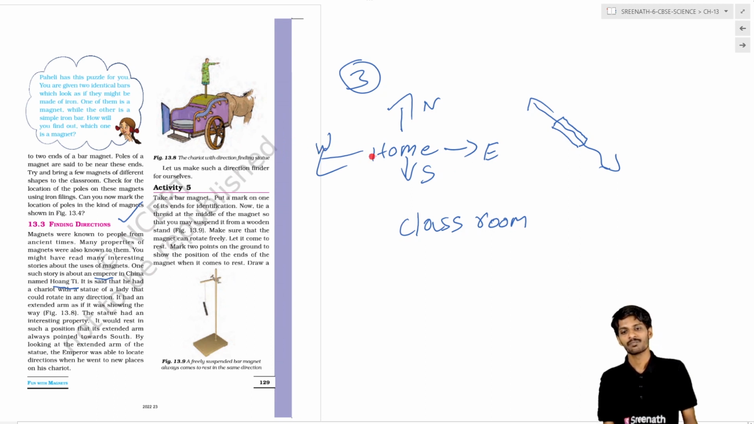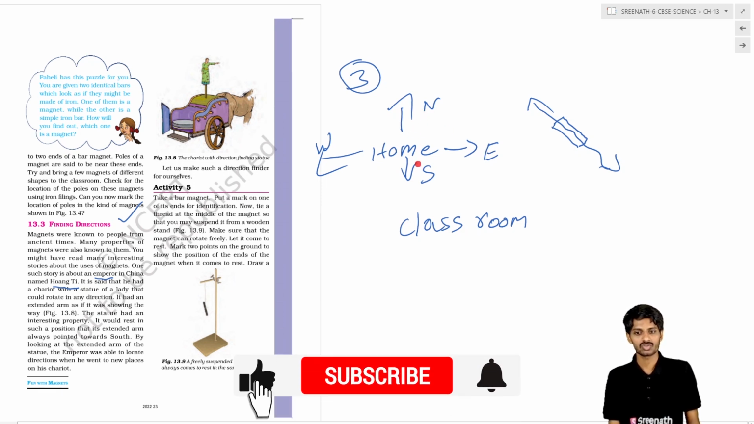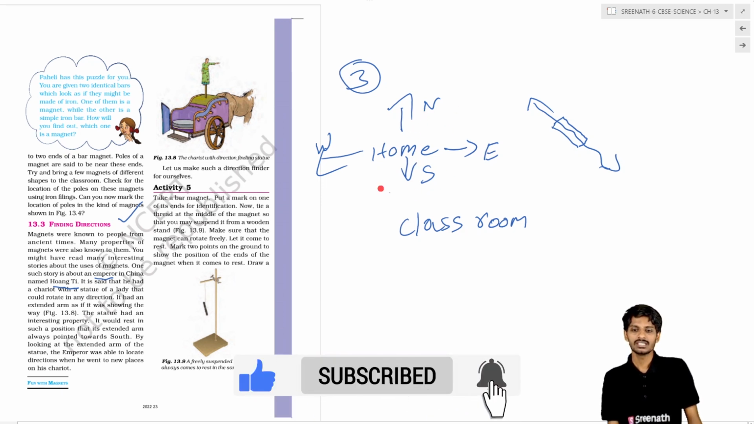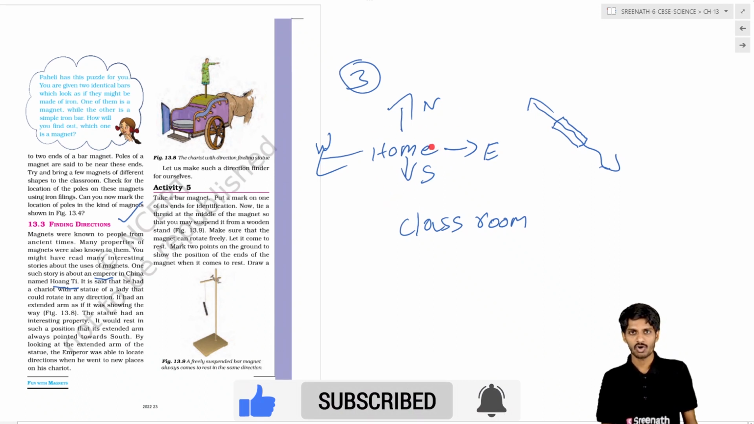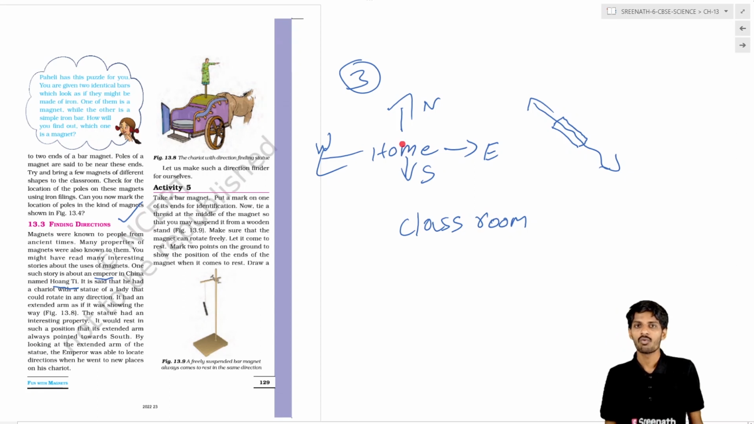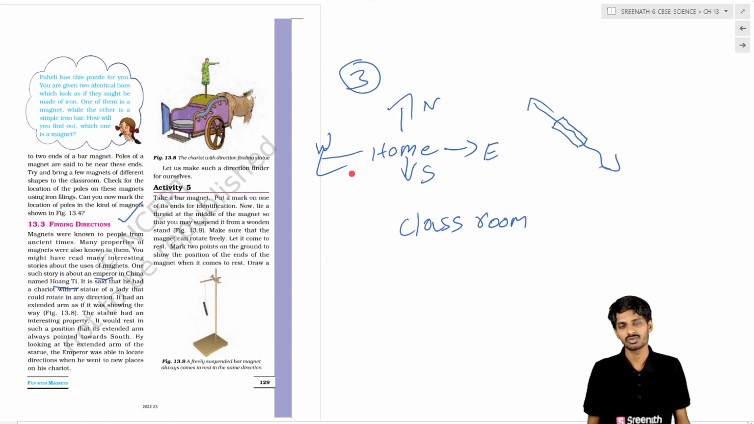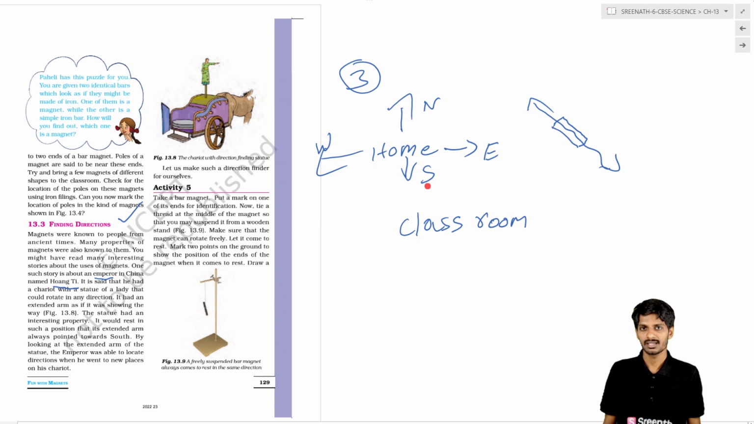So if these two are the east and west directions, you have to face towards the east, and your left hand gives the north direction, your right hand gives the south direction. In this way you can know the north, south, east, and west directions of your home. In the similar way, you have to find out the directions when you are in the classroom also.